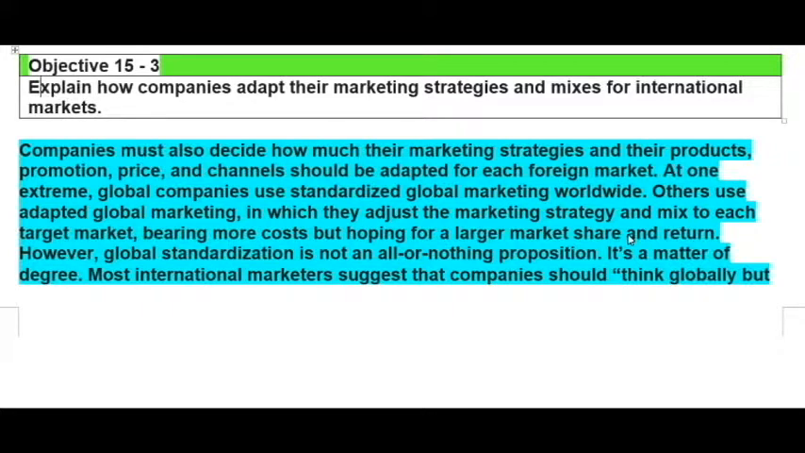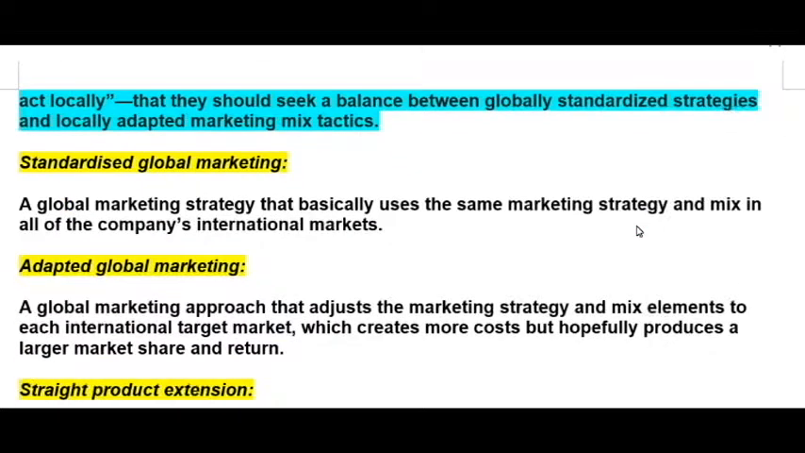However, global standardization is not an all or nothing proposition. It's a matter of degree. Most international marketers suggest that companies should think globally but act locally, that they should seek a balance between globally standardized strategies and locally adapted marketing mix tactics.